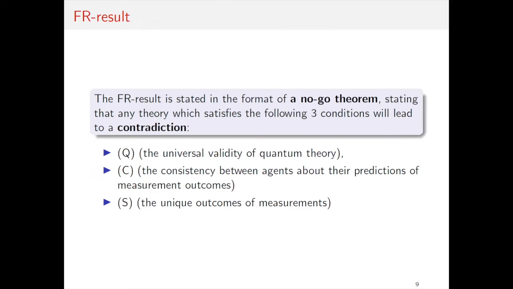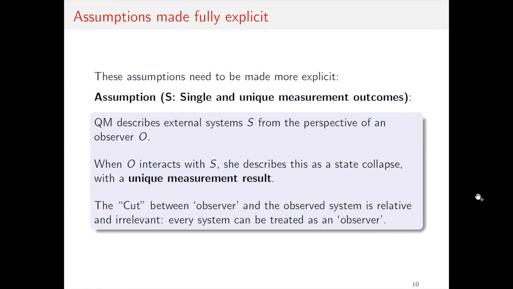Okay. So the last paradox that I mentioned, the FR, Frauchiger-Renner paradox, that result is stated in the format of a no-go theorem, stating that any theory that satisfies these three conditions will necessarily lead to a contradiction. So three principles: Q stands for the universal validity of quantum theory, C stands for the consistency of agents and their predictions, and S stands for the unique outcomes of measurements. I'll explain what these conditions are in more detail. Assuming those three conditions, which typically we do in many environments, even in quantum information theory, where we describe protocols, we get a contradiction. What are these assumptions?